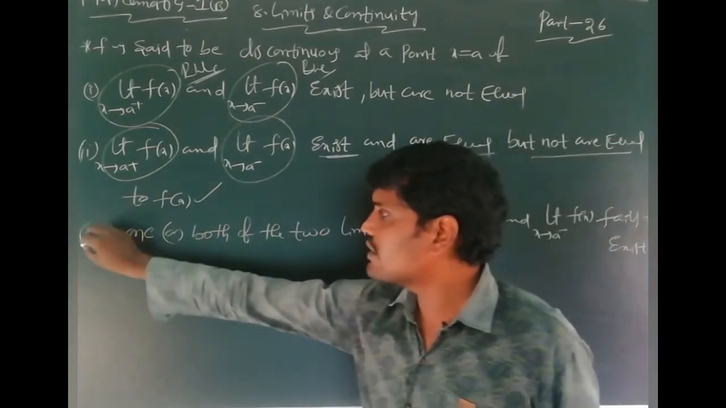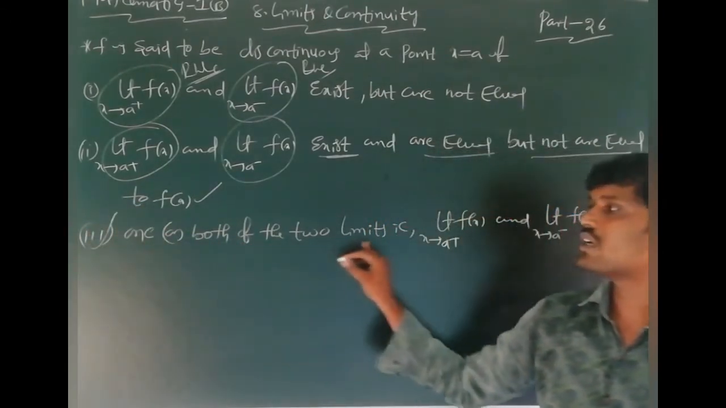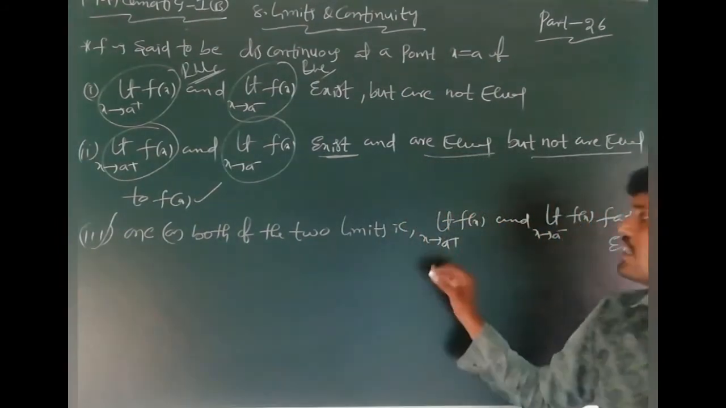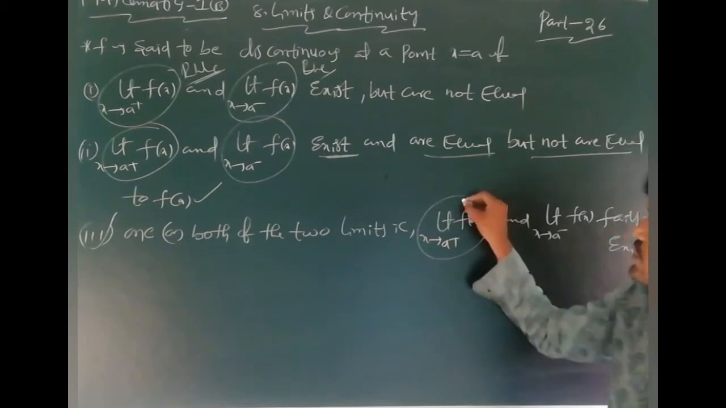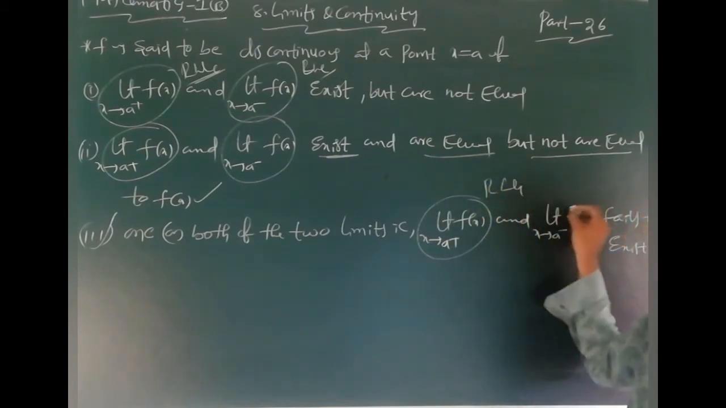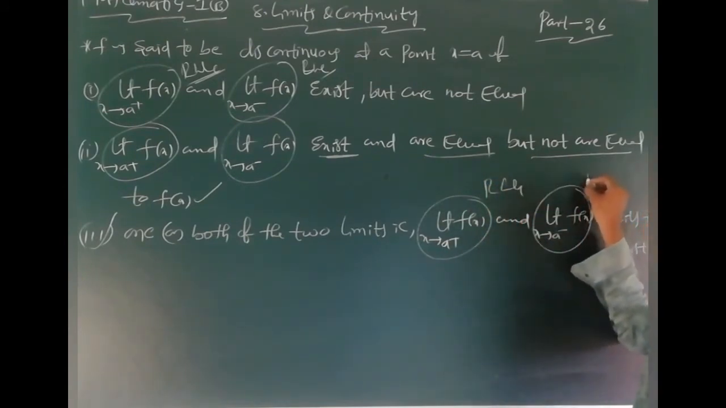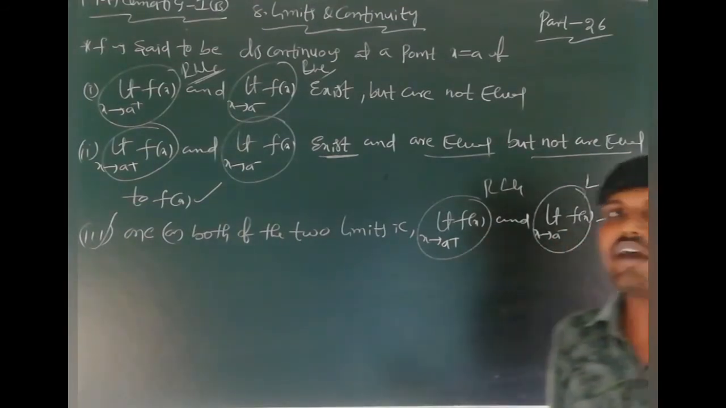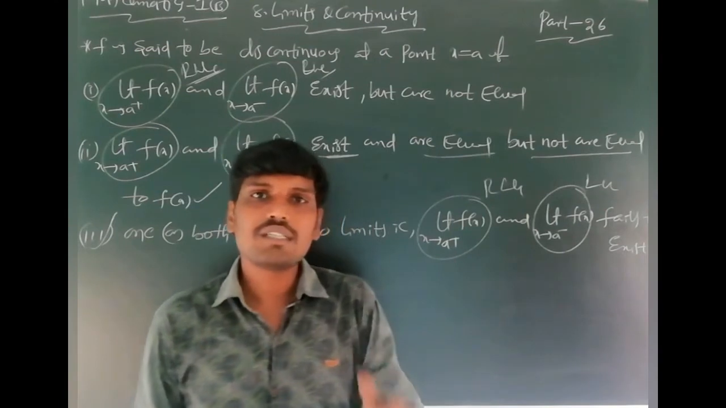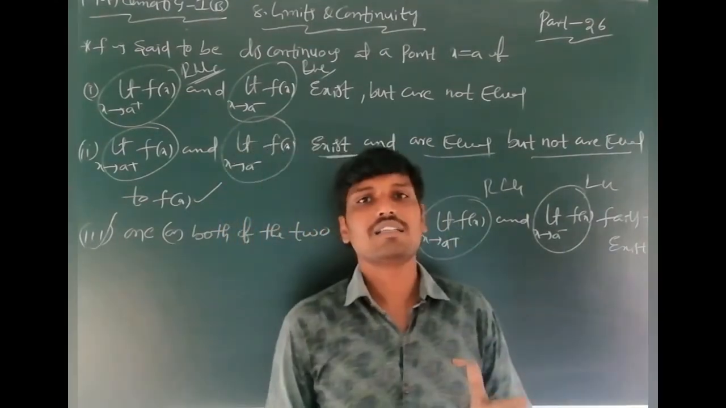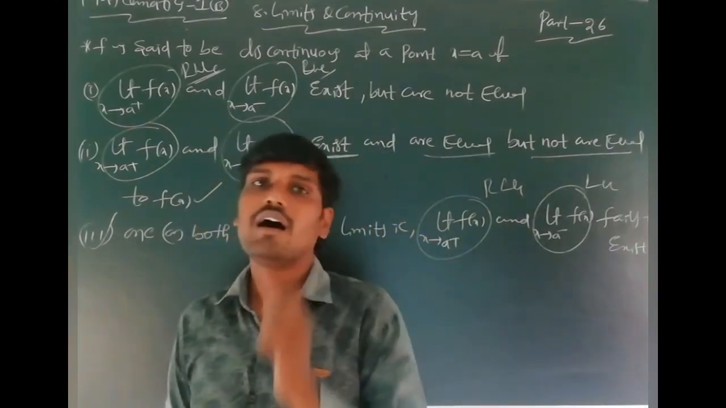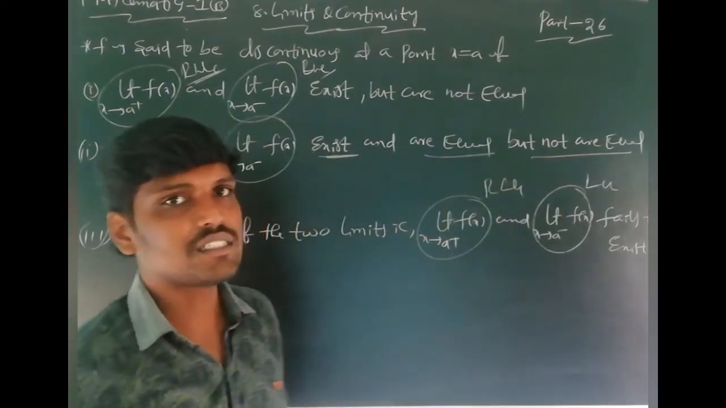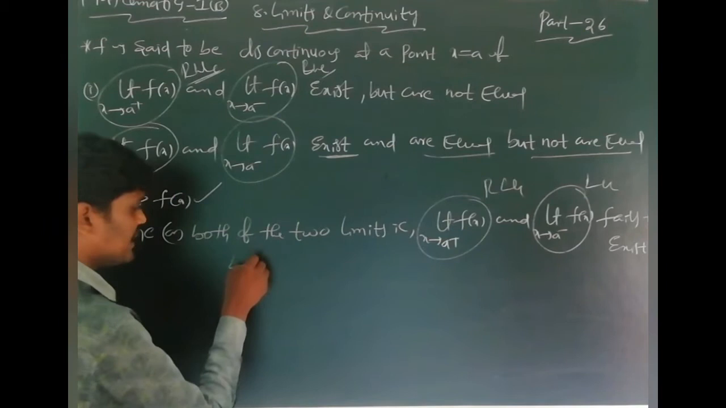What is the third condition? One or both of the two limits, that is limit x tends to A plus, which is RHL, and limit x tends to A minus, which is LHL, fail to exist. Here the right hand limit does not exist or the left hand limit does not exist. In this case f of x is also discontinuous.